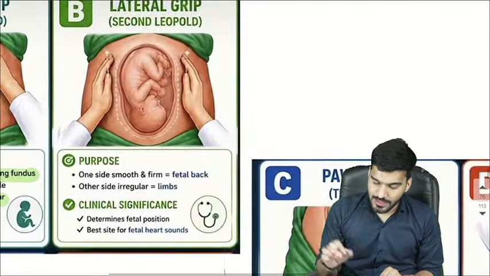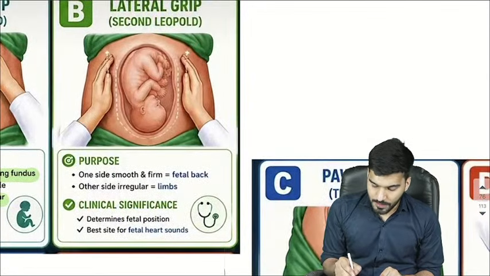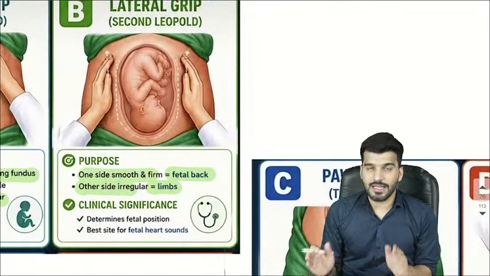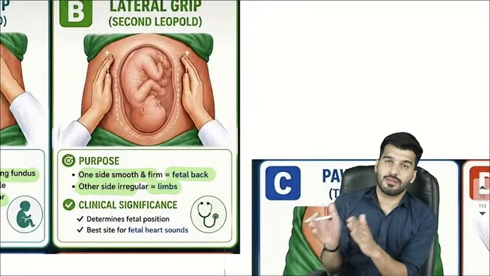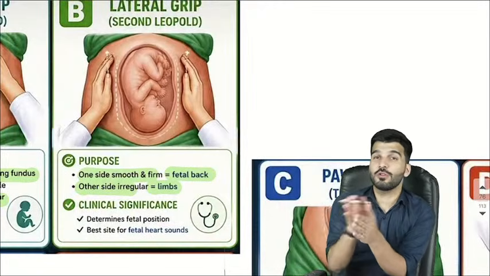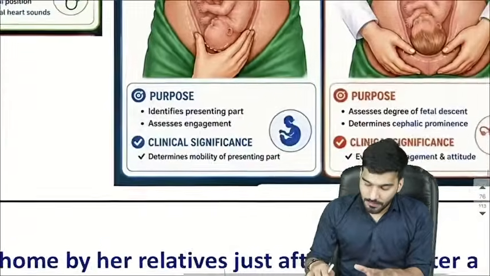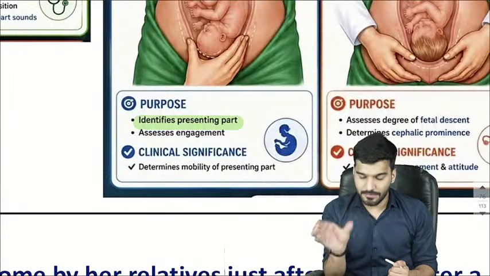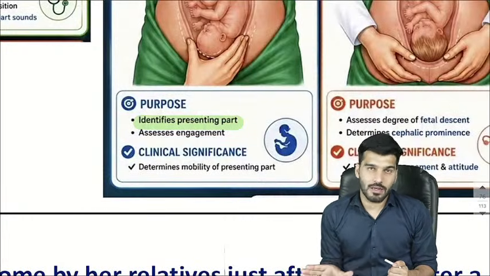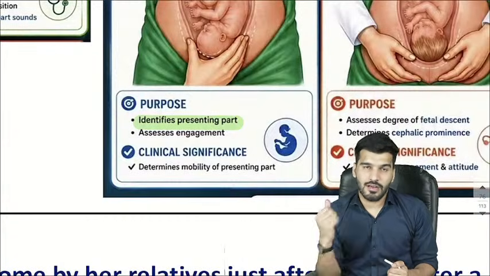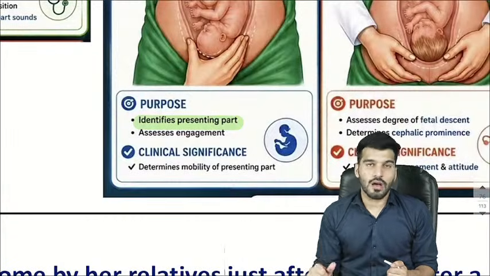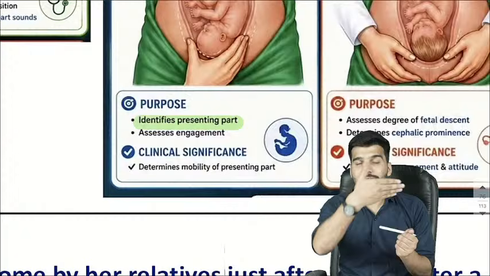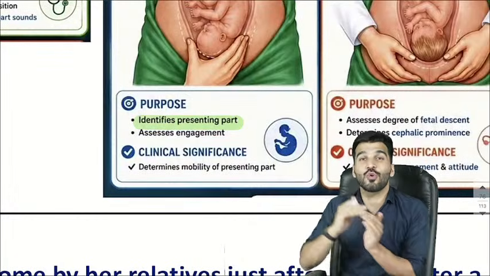Clear? Next one is the second Leopold's, the lateral grip. The purpose: one side is smooth and firm, the fetal back, and the other side is irregular, the limbs. So it can tell me which part of the fetus is on the posterior side, whether it is occipito-posterior or anterior. Then the Pavliks identifies the presenting part, which part of the fetus is presenting at the lower uterine segment. If it is hard, it is a cephalic presentation. If it is soft, it can be a breech. And if it is empty, that means it's a transverse presentation, which is called a shoulder presentation.